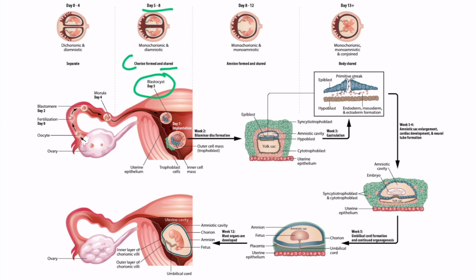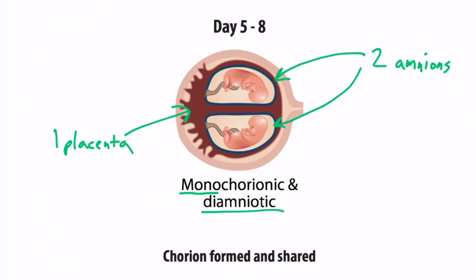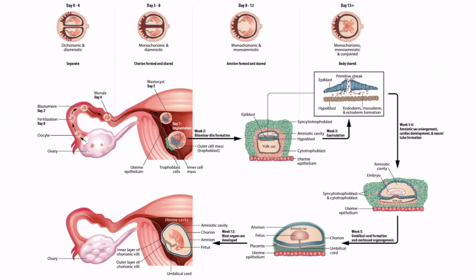Because at this stage, you can already see an inner cell mass, those blue cells there. And you can also see the trophoblast, that outer cell mass. And the trophoblast is what will become the chorion or the placenta. And the inner cell mass will become the developing embryo. So when splitting occurs at this blastocyst stage, we are referring to the inner cell mass, not the trophoblast, which means both embryos will need to share that same chorion. So here we can see one placenta, which makes them monochorionic, but you can still see 2 different amnions, so they will be diamniotic.